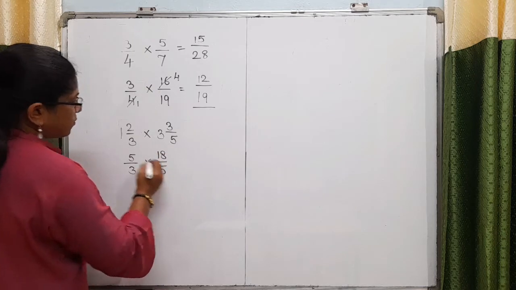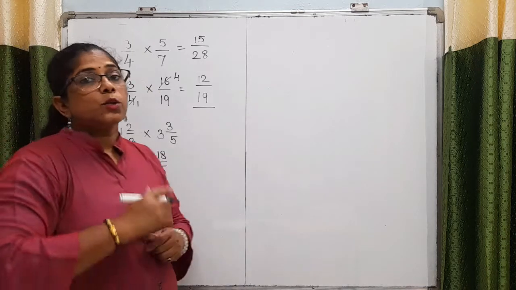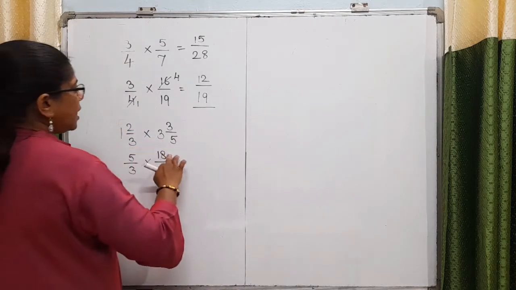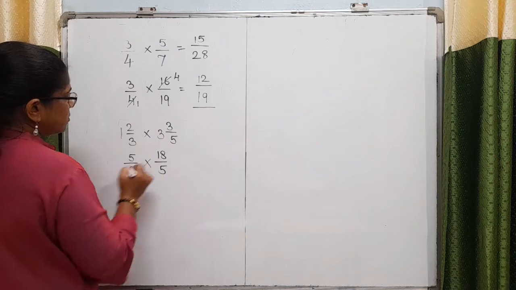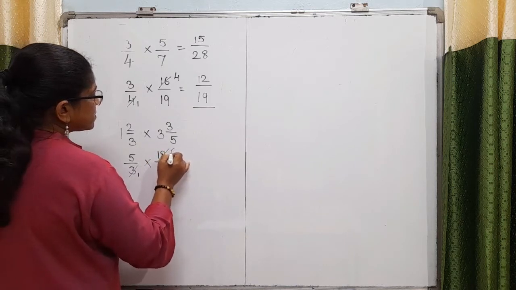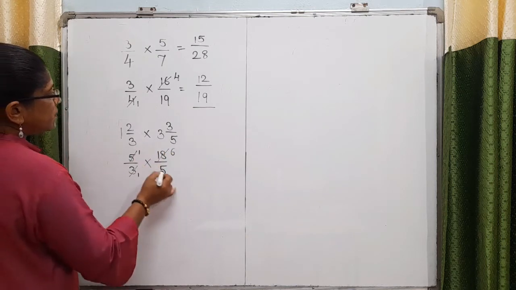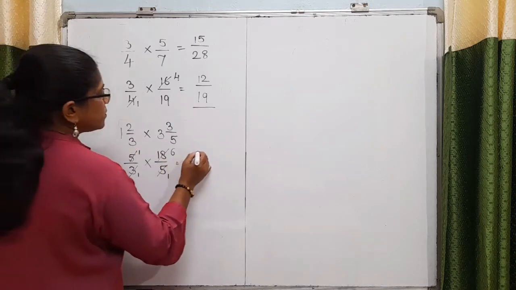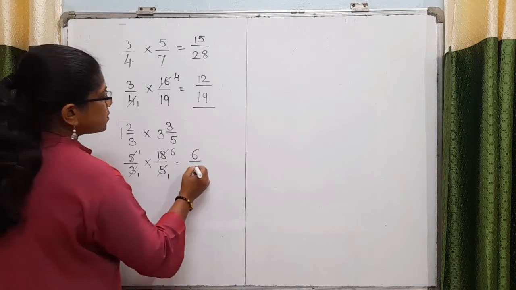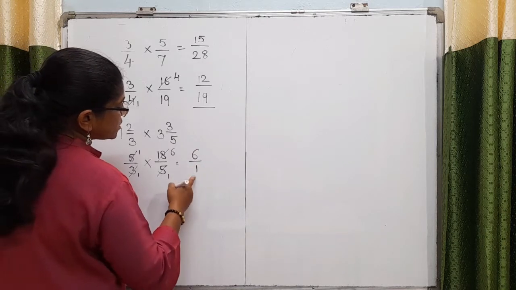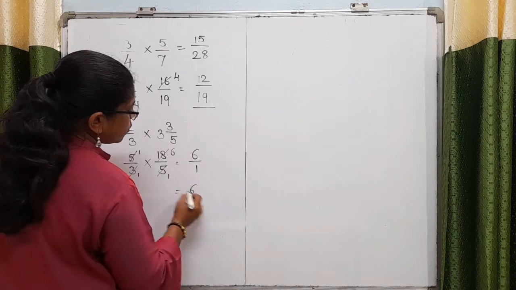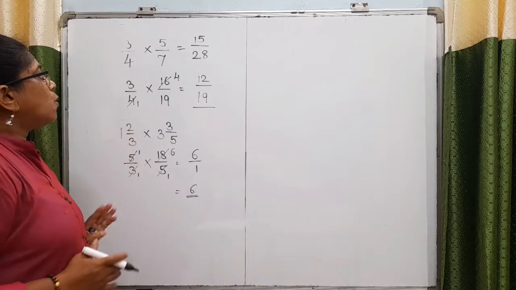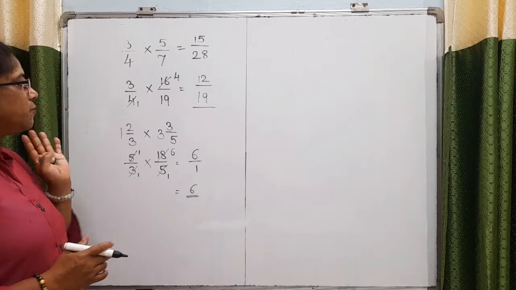18 upon 5. Now let's check numerator and denominator. Here 3 and 18. Yes, we can cancel it by 3. 3 1s are 3, 3 6s are 18. 5 1s are 5, 1s are 1. Now let's multiply. 6 into 1 is 6. 1 into 1 is 1. If denominator is 1, straightaway write only numerator and this is your answer. So this is how we have to multiply the fraction.